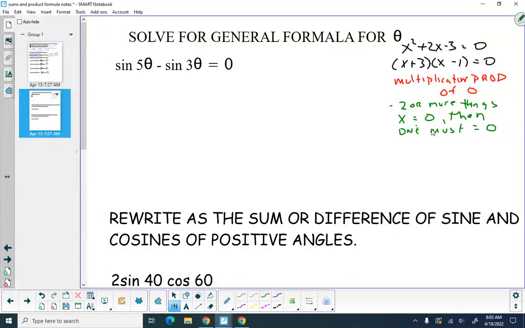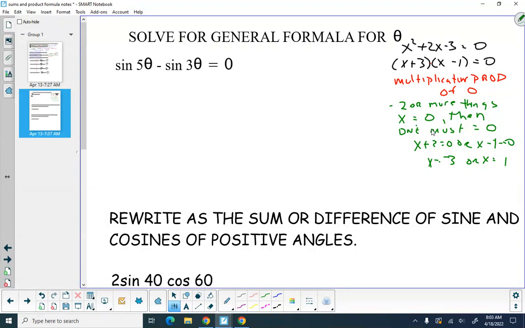If two or more things multiplied together equal 0, then one of those things must equal 0. Which allows us to solve this quadratic equation. x plus 3 could equal 0, or x minus 1 could equal 0. So we get x equals -3, or x is equal to 1. Both of those would be solutions. But in the form x squared plus 2x minus 3, I can't solve that. But in the form x plus 3 times x minus 1, I could solve that.